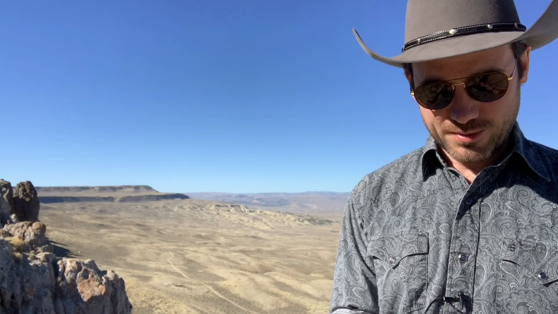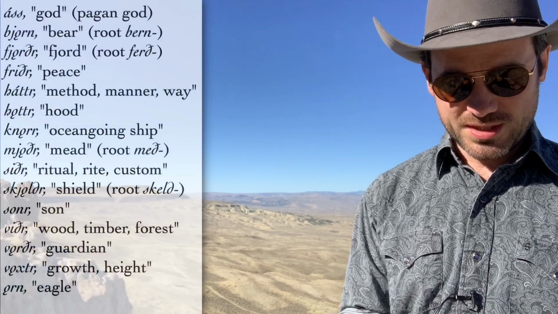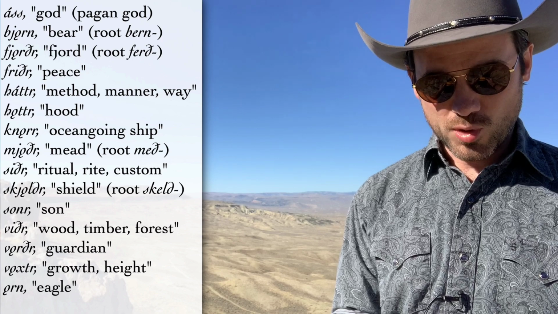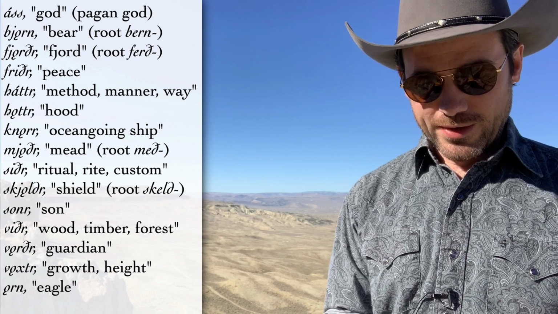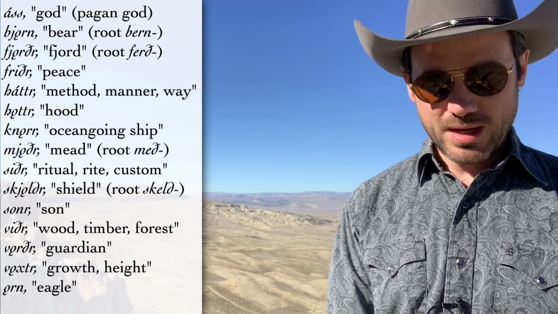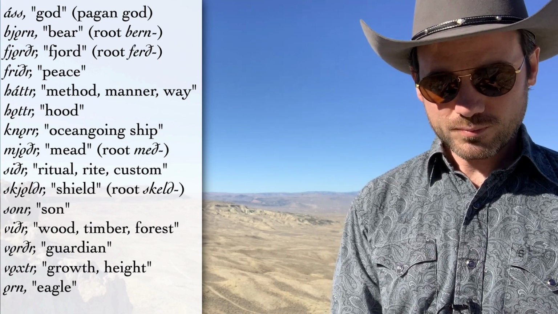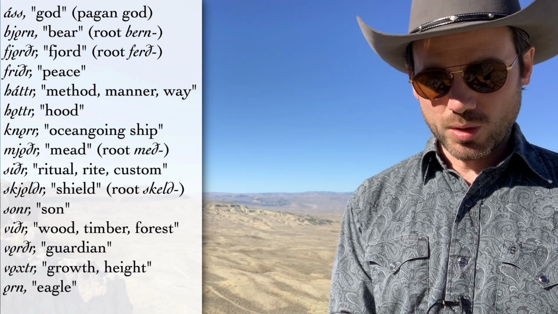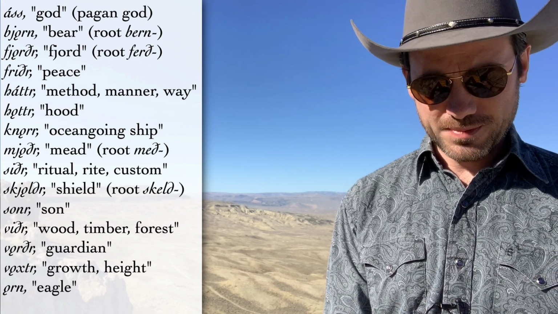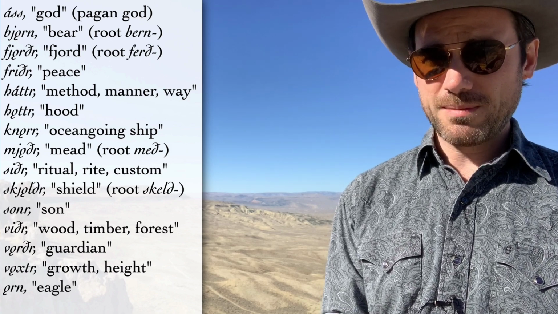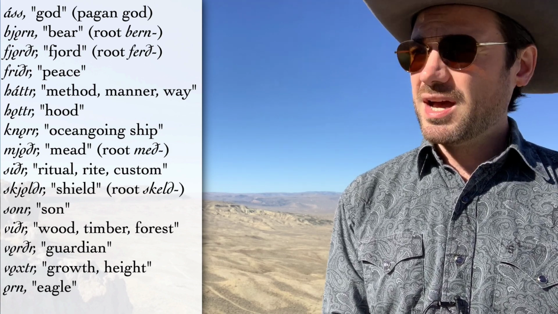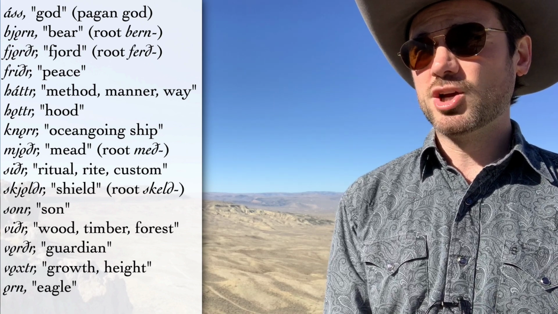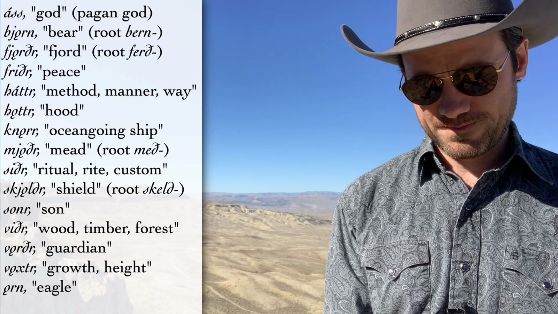So there are a lot of these nouns. I will give you the most common ones to learn here. Let's do áss, a god, a member of the family of the Æsir. Björn, meaning bear. Fjörðr, fjord, of course, where the English word comes from. Friðr, meaning peace. Háttr, meaning method or manner or way. Háttr, meaning hood. Knörr, that's a large ocean-going Viking ship. Mjöðr, that's mead. We've had that vocabulary item before, but I haven't introduced it as what it is, which is a u-stem.